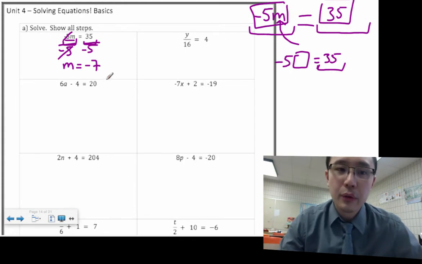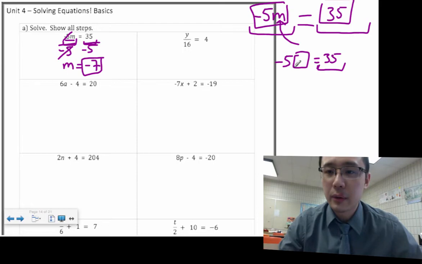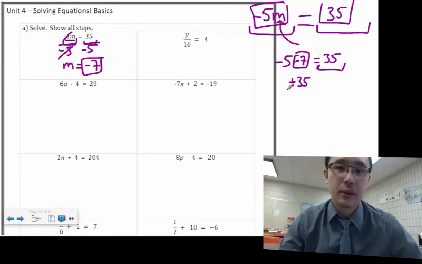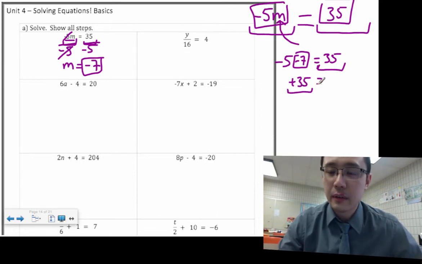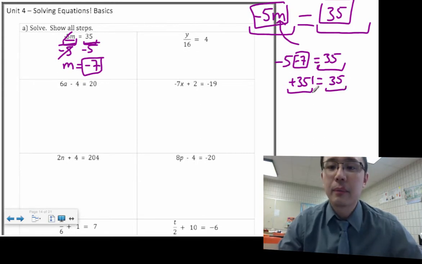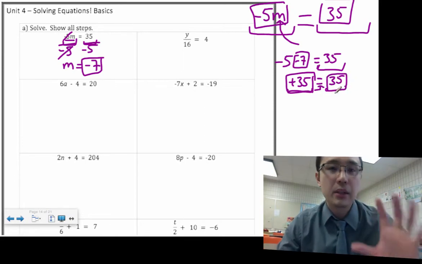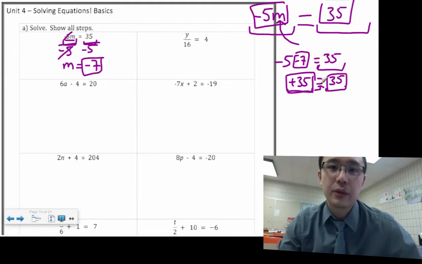If you don't know whether you're right or not, you can always substitute this negative 7 in here. Negative 5 times negative 7 is positive 35. So the left side is positive 35, and this is equal to positive 35. Is this statement true? Is the left side of positive 35 equal to the right side of positive 35? Yes, it is. That means you have solved the equation correctly.